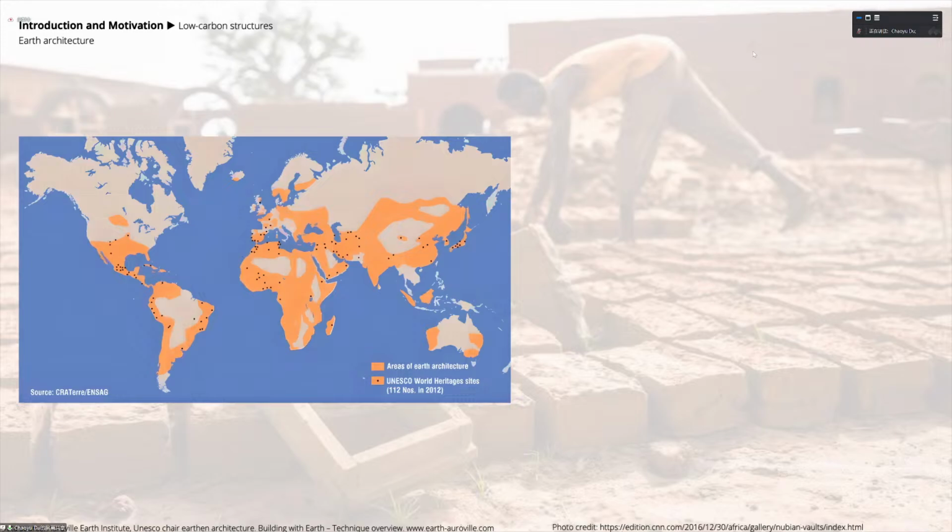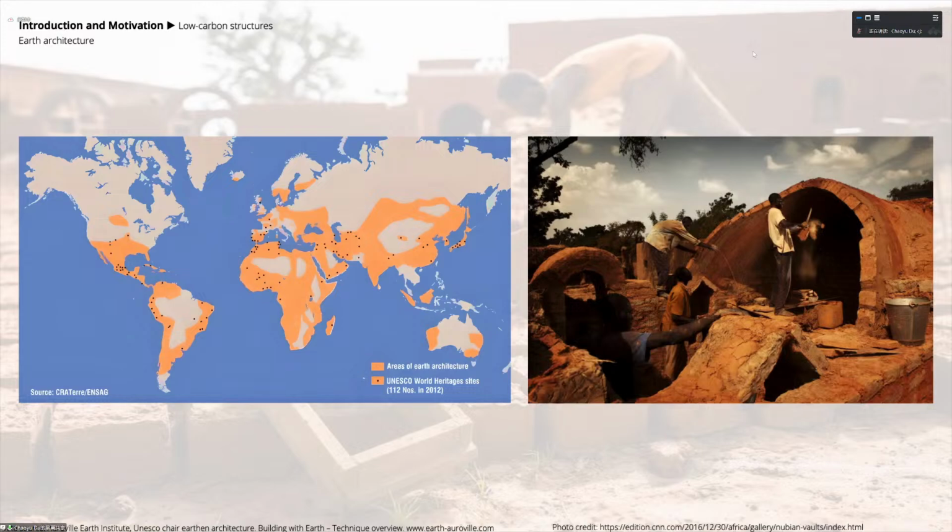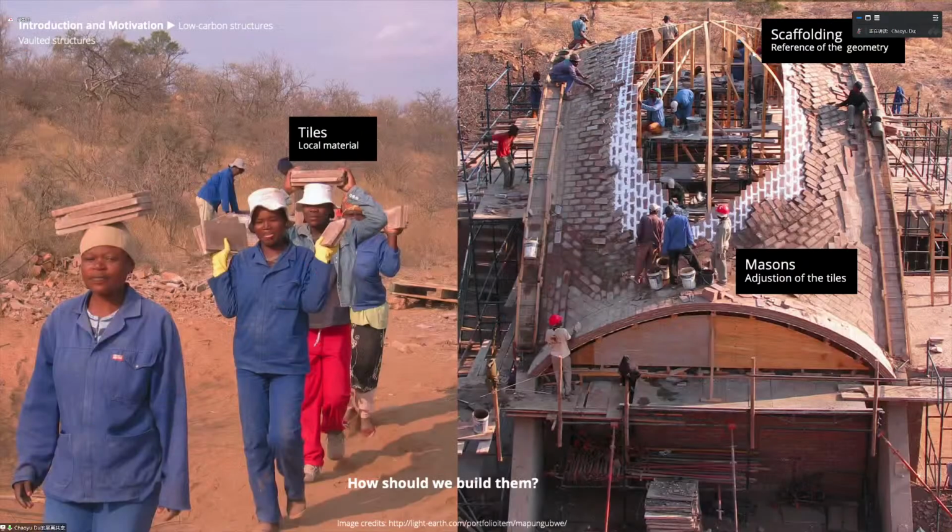Most of the regions where this earth architecture is prevalent are located in low-income countries, the same areas where a lot of construction is expected to take place in the next decades. Additionally, these areas have a long history of using earth blocks and tiles to build vernacular architecture. But the challenge still lies in how we can build such structures now. The traditional way of such construction relies on scaffolding to support and guide the tiles or bricks, and skilled masons to place the bricks or tiles on top, which is very labor intensive. Also, these structures are very sensitive to earthquakes. Can we find a new way to construct such structures?